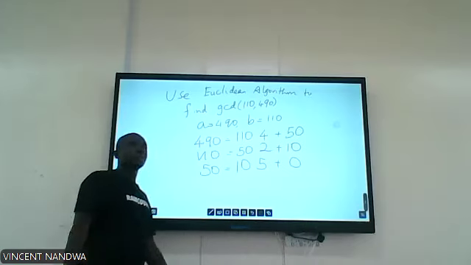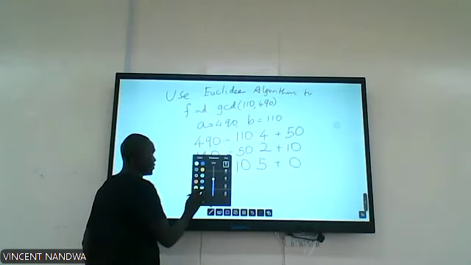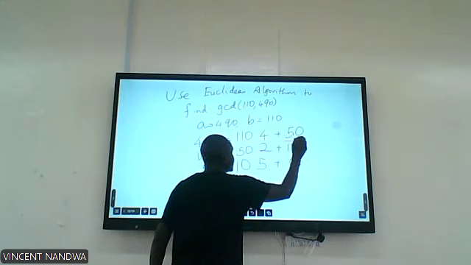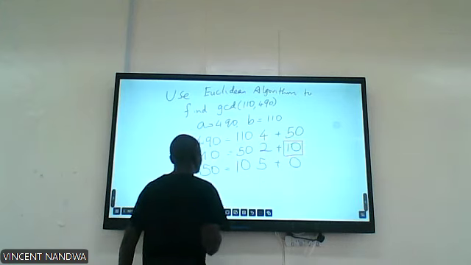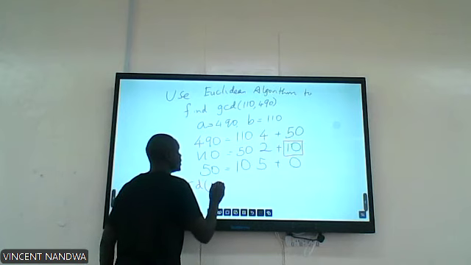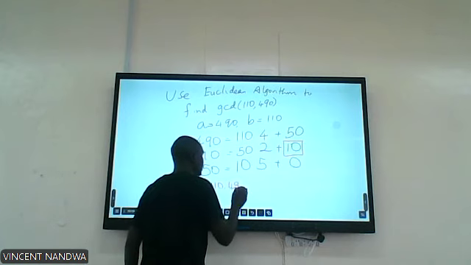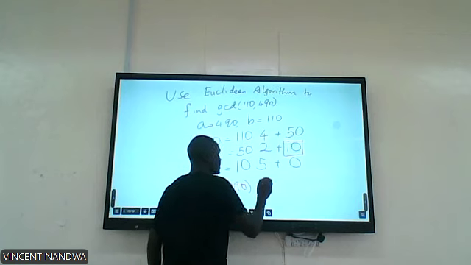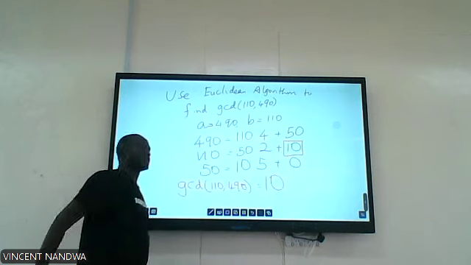So immediately you get the 0 remainder, you stop. Then the last non-zero remainder becomes the GCD. So the GCD of 110 and 490 will be given by 10. So that's another thing.